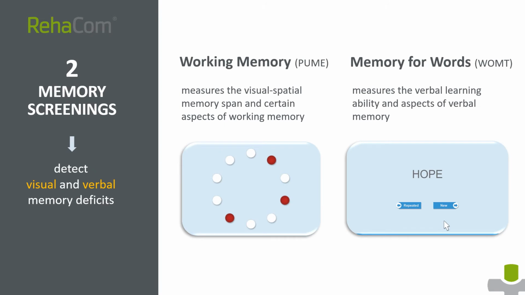The RehaCom screening battery also includes two memory tests to identify visual and verbal memory weaknesses, called working memory and memory for words.